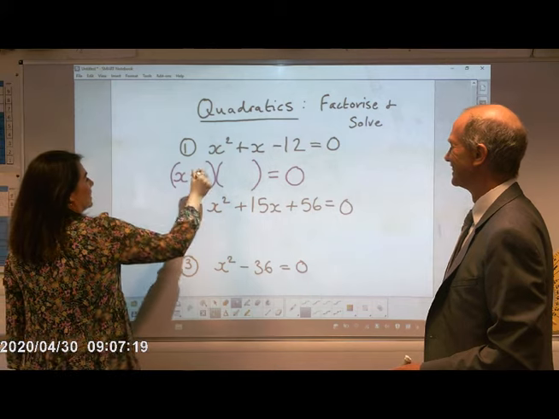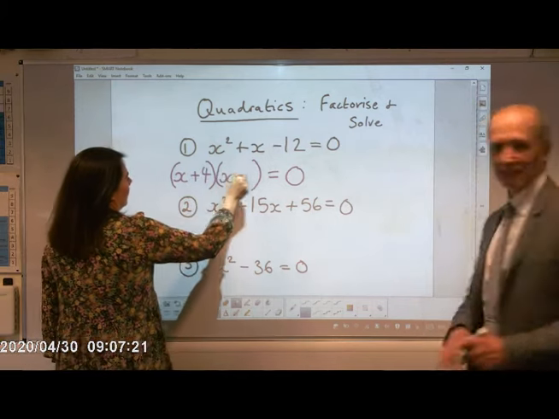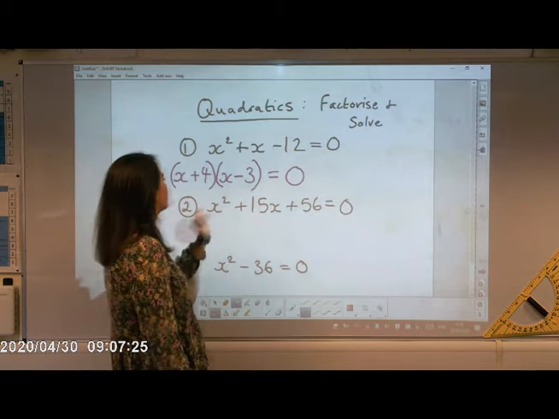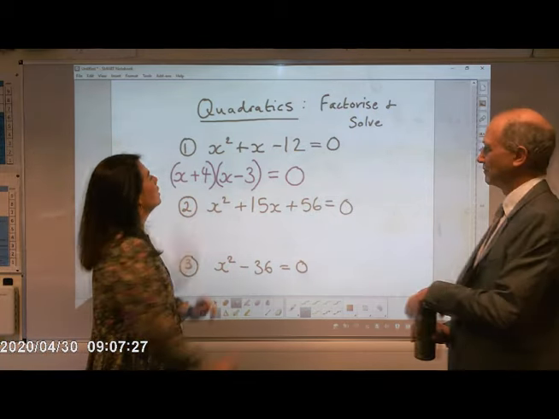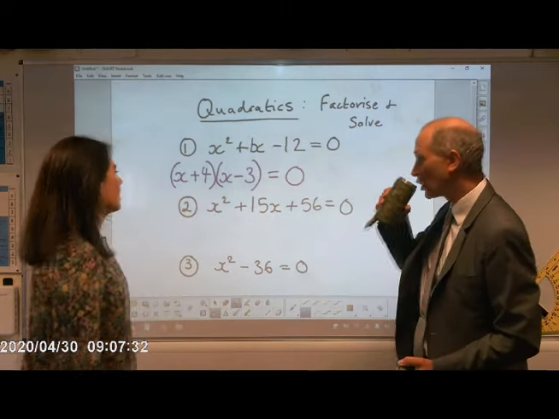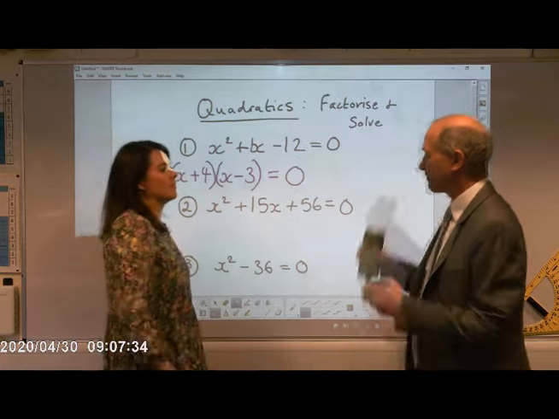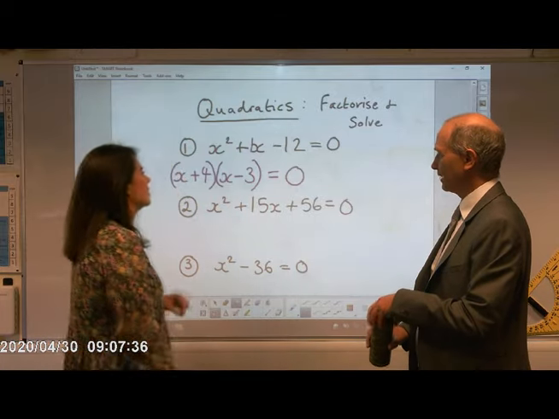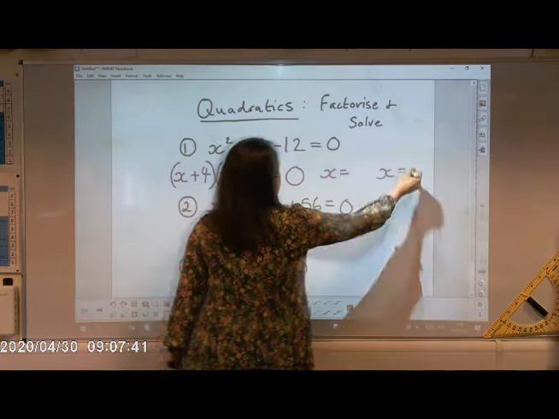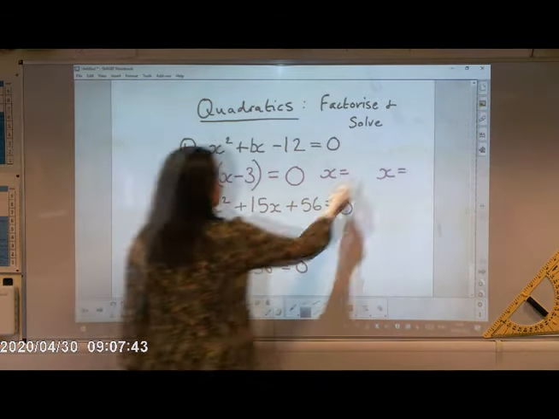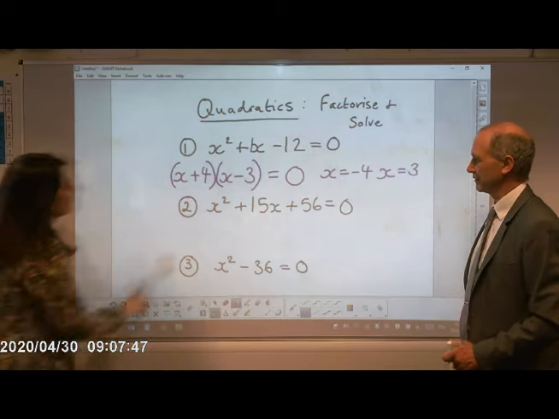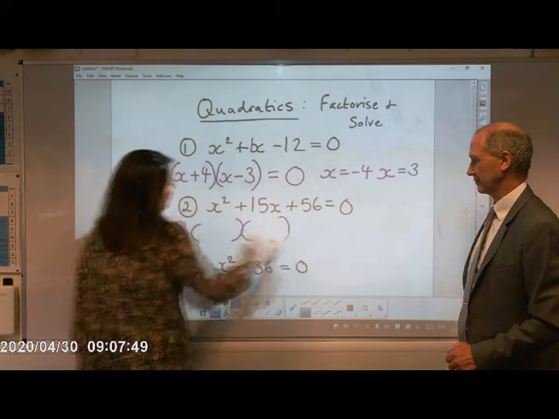So, just going to factorise this. I'm going to have x plus 4 and x minus 3 because I need 4 times minus 3 to make minus 12 and 4 take away 3 is 1. I've just done that by inspection, and that is how quick I would expect them to be with an equation to factorise. If I'm going to solve it, my brackets are going to equal 0, so I'm going to have minus 4 here, and plus 3 there.